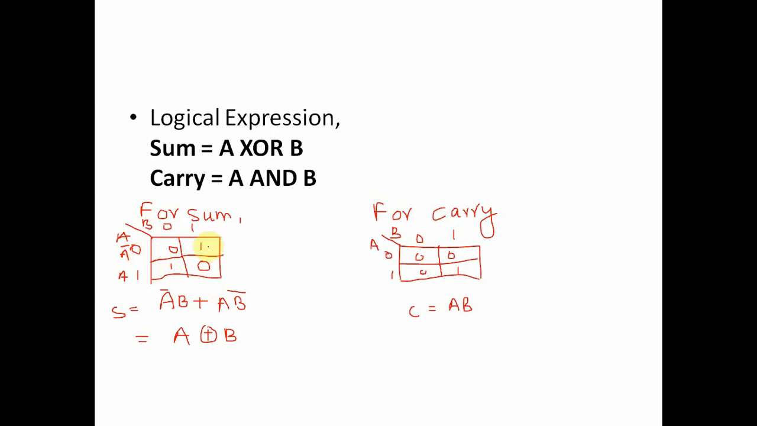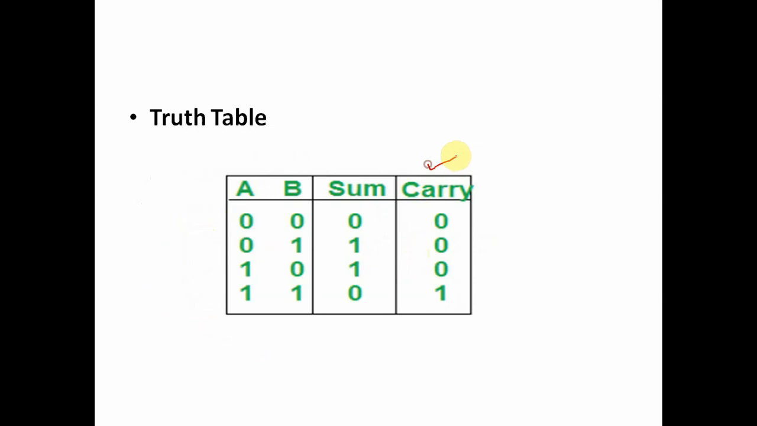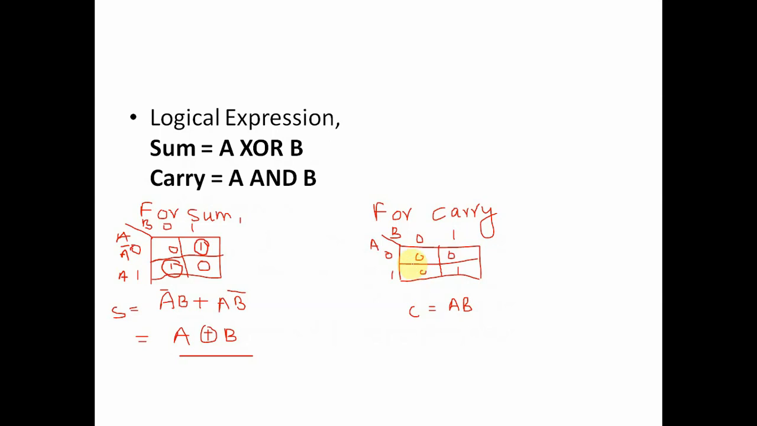So the expression in SOP form is A bar B plus A B bar. The final expression is A XOR B. And for carry, this is A and B. This is used for the carry terms: 0 plus 0 gives 0, 0 plus 1 gives 0, 1 plus 0 gives 0, and 1 plus 1 gives 1. So these terms are used, and this is the final expression: C is equal to A into B.